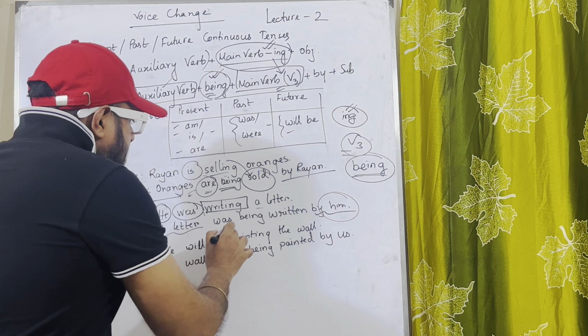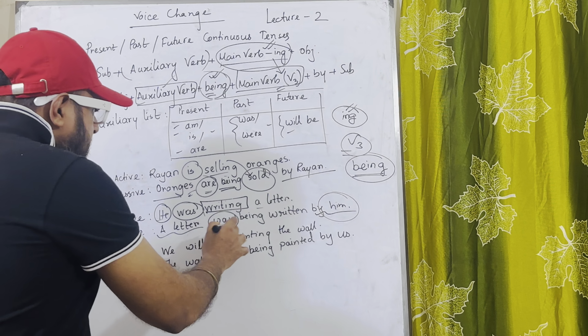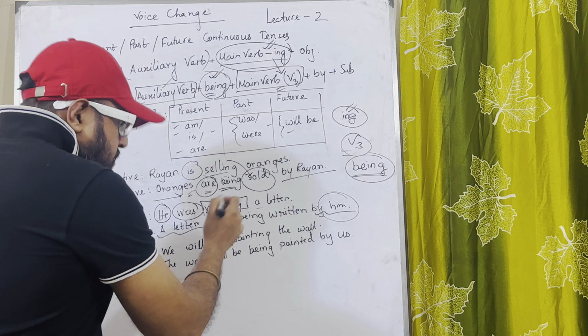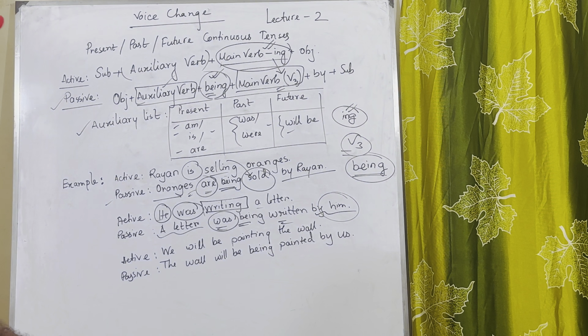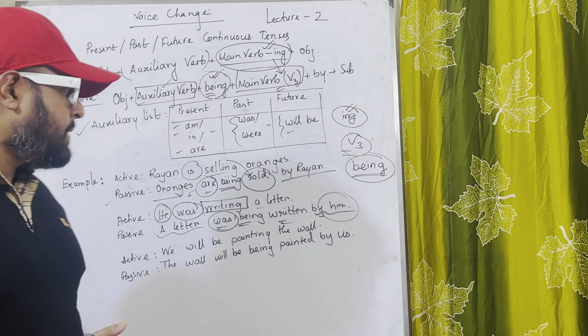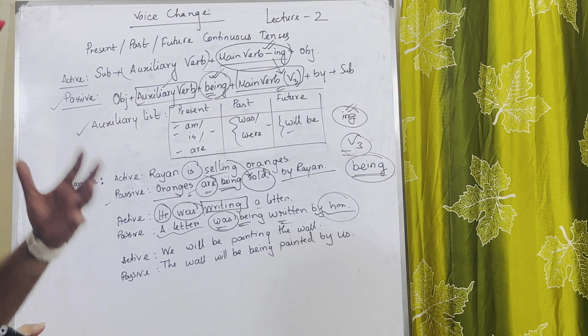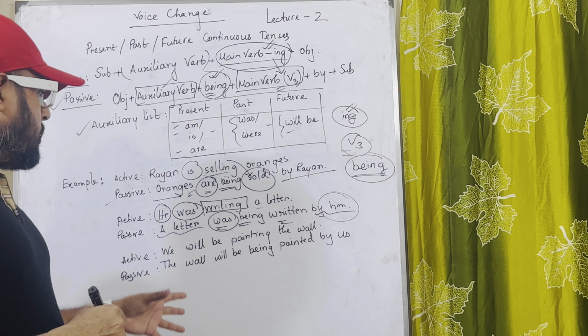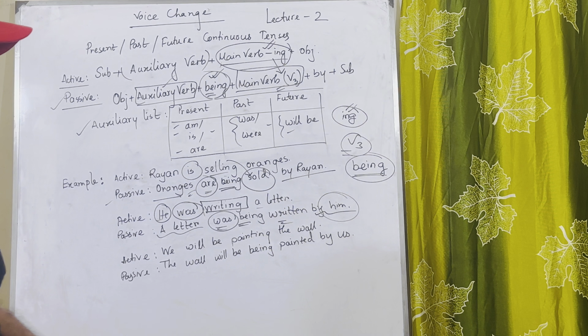So we have again used the auxiliary verb was, because it's a singular noun, so was goes with it, and it's a past tense, so it's was, then being, then written. So according to our structure, the sentence comes like: a letter was being written by him. And go for the last example. We will be painting the wall. So it's a future continuous tense. So when it comes to the passive form, it looks like: the wall will be being painted by us.